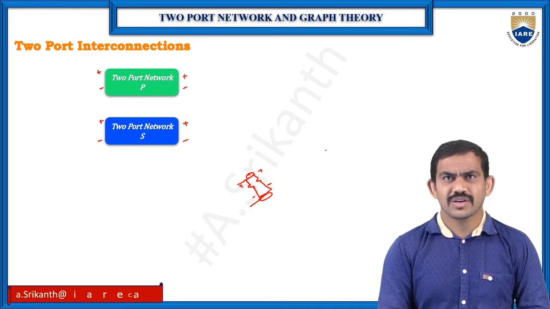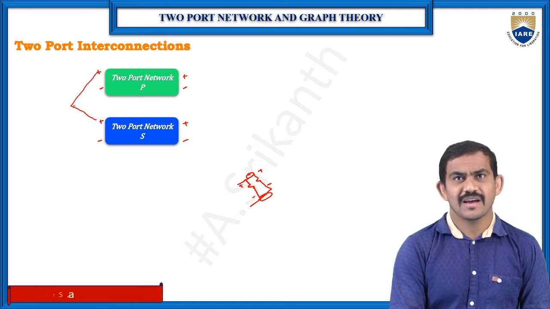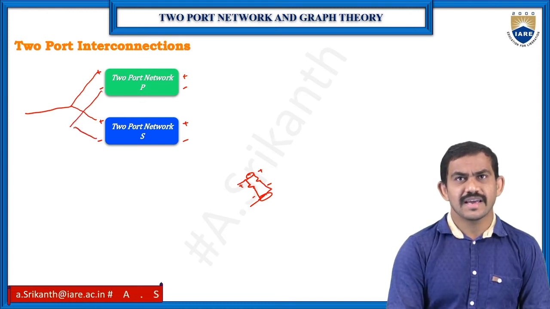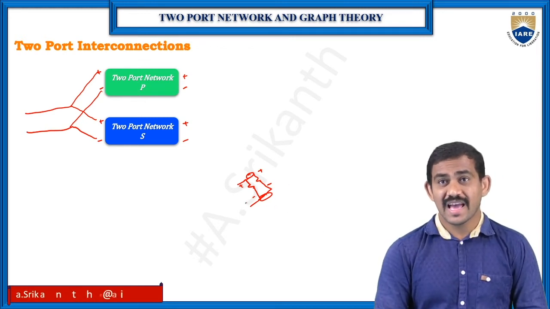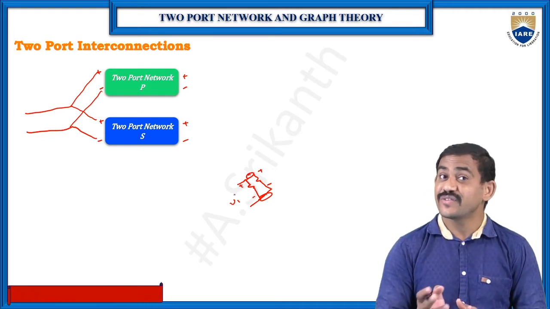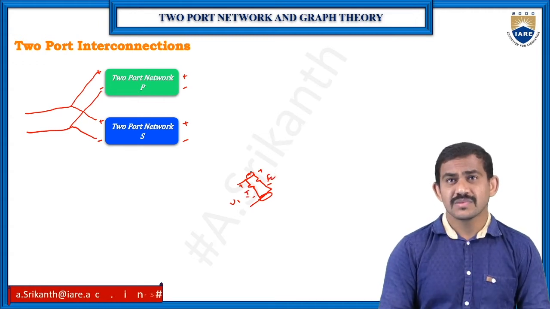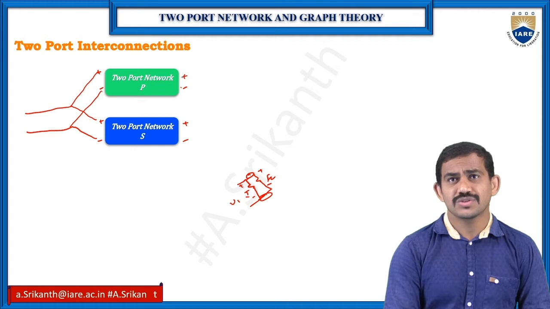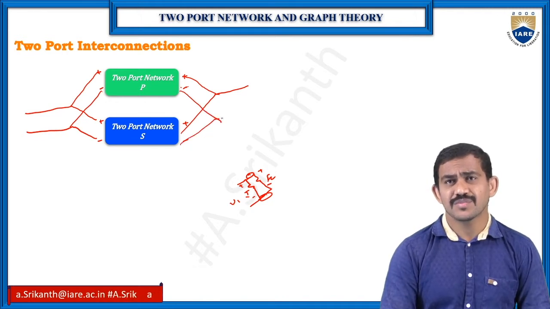Then the positives are connected, so I have one line, and the negatives are connected, so I have one more line. In parallel the voltage is the same, and the current is different. So here the I1 current and here the I2 current. The voltage is the same, so same here: positive, I have one line, and negative, I have one more line.